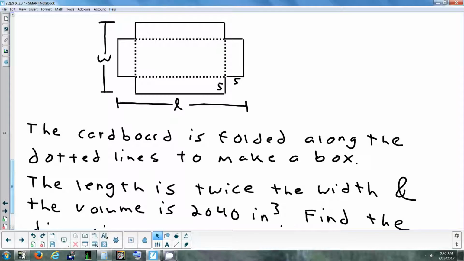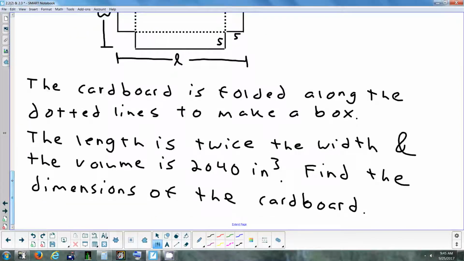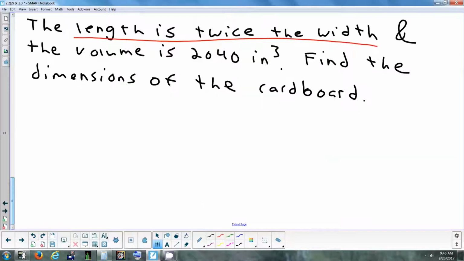Okay, so what I want to do is figure out the dimensions of the cardboard. The original piece of cardboard that I used to make this. So find L and W. All right, let's start with this fact. How could I write that as an equation? Yeah? L equals 2W. So we're going to need that.